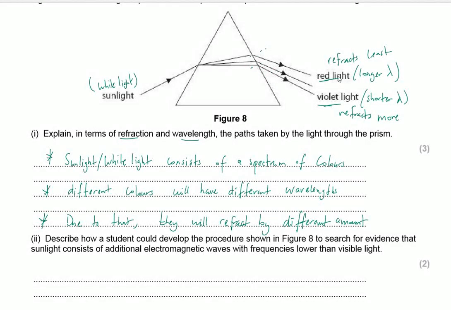Okay, so you need to say that white light consists of a spectrum of colors. That's one. Second, that each of these lights will have a different wavelength, and by having a different wavelength, they will refract by a different amount. Now, some of you talk about it being longer and being shorter, so you need to make sure which one's shorter, which one's longer, which one will bend the least, which one will bend the most in this particular case.